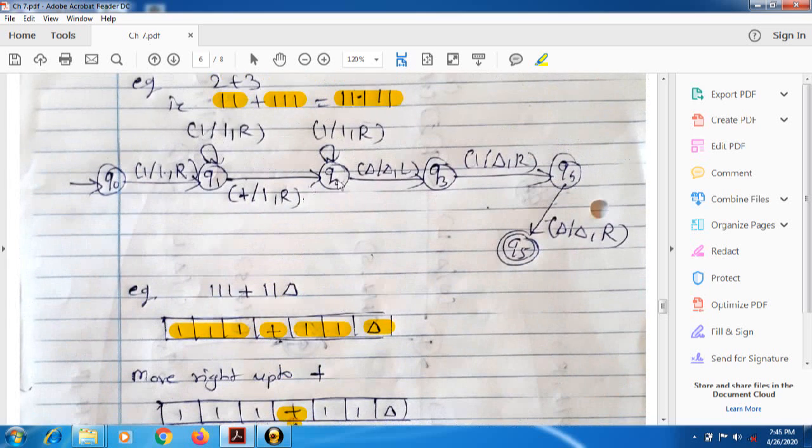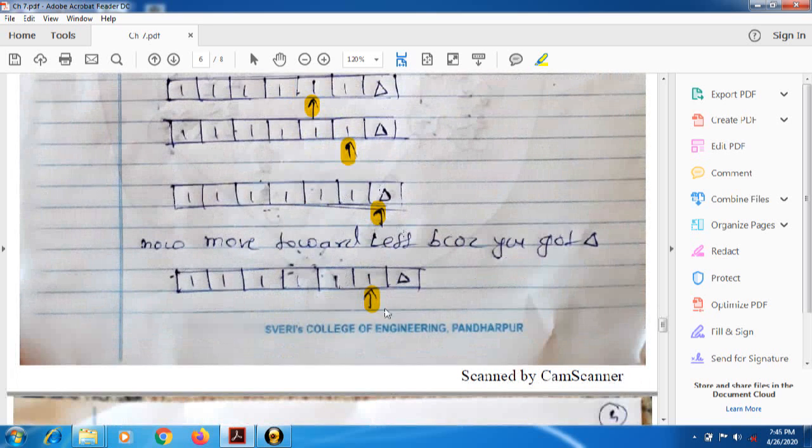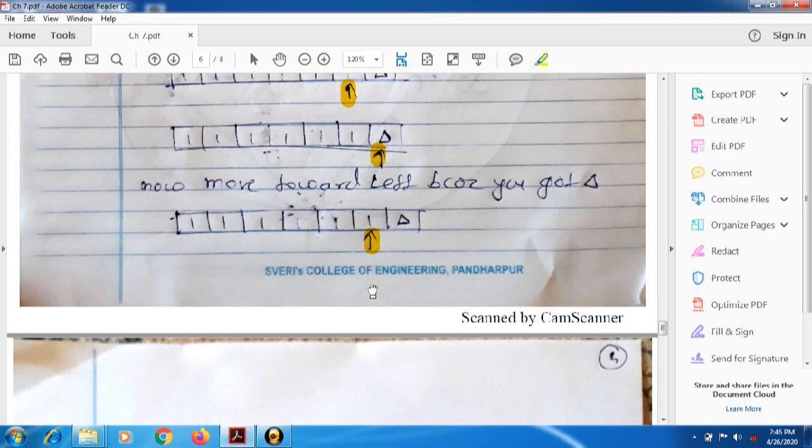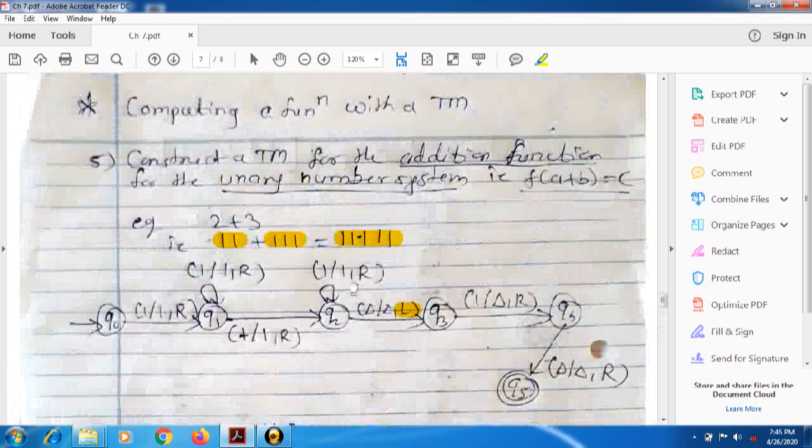Then I have added here a loop of 1, because we are moving towards the delta, meaning the null value. We keep 1 as 1 and move towards the right till we find the null symbol. And when we find the null symbol, we keep it as it is and move towards the left on our tape. Meaning we have done over here: we keep this null as null and move towards the left, and after that we replace this one by null. Now see how we can draw it.